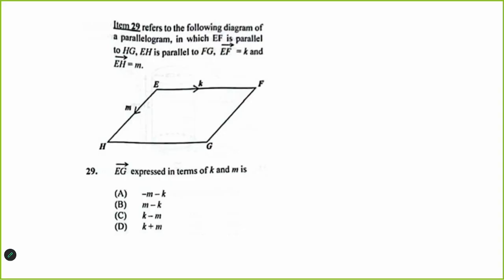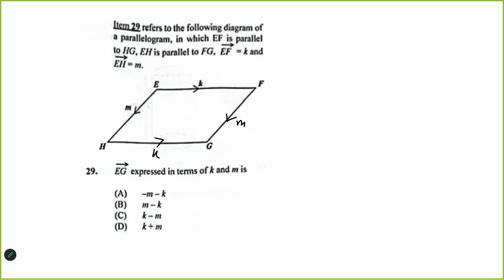Right, number 29. Item 29 refers to the following diagram of a parallelogram in which EF is parallel to HG and EH is parallel to FG. EF is K and EH is M. Now, what we should know is that parallel lines have the same vector, right? So if they say EH is parallel to FG, then this is also M. And if EF is K, then HG is also K.